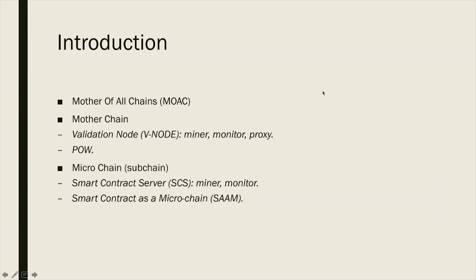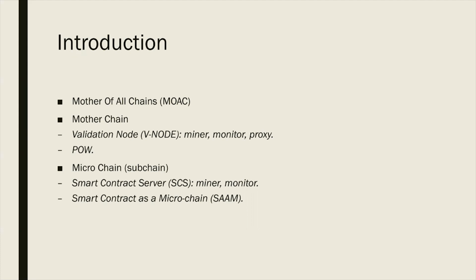MOAC is the name for mother of all chains. In January 2017, we started this project. And in June, we got a good ICO on this and started developing the whole system. And in April 2018, we launched our mainnet. And in June, we launched the microchain on testnet. And just in August, we launched our testnet with our main chain.